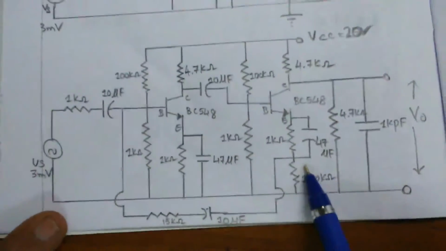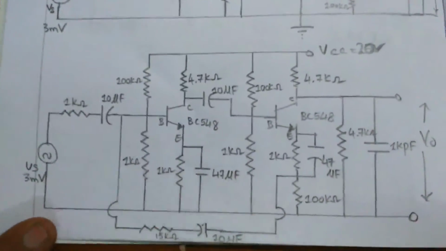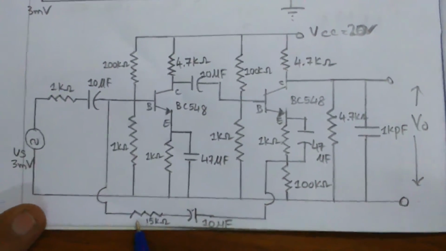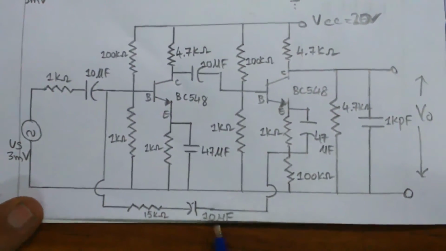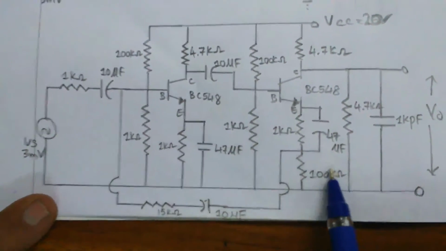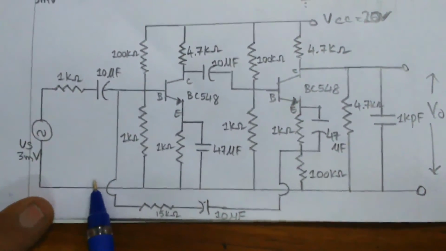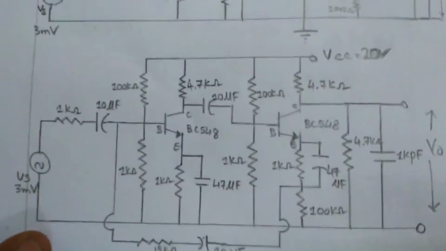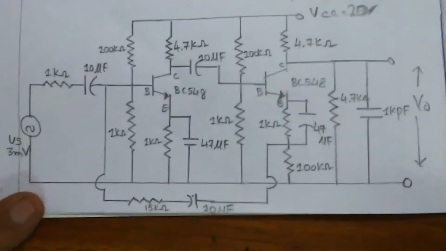The output of it is connected back to the input with the help of two different passive elements. One is your R, 15 kilo ohm, and 10 microfarad. This resistor will be a feedback from output to the input, output of your second stage to the input of my first stage. This is your with feedback current shunt feedback amplifier.